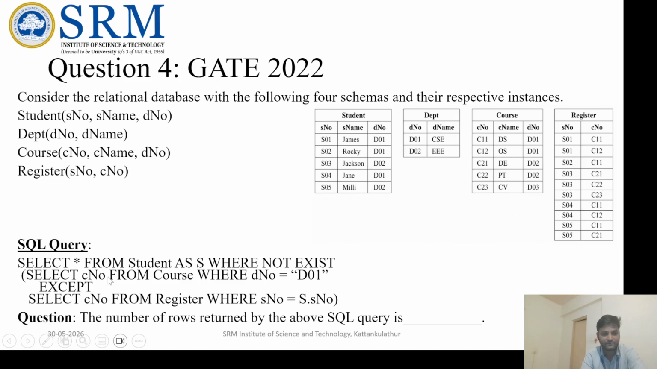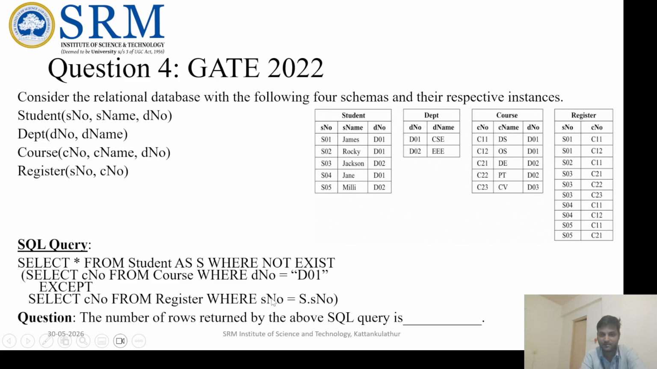So for the first query, where D number is D01, the C numbers from course are C11 and C12. We want to know only the course number, so C11 and C12 will be the set. And except will check the C number from register, where S number equals S dot S number.